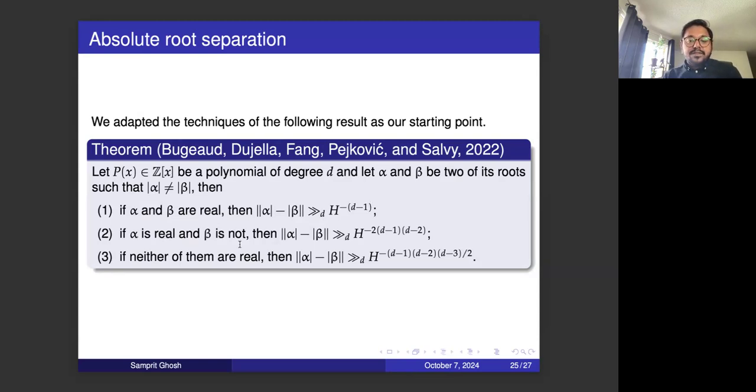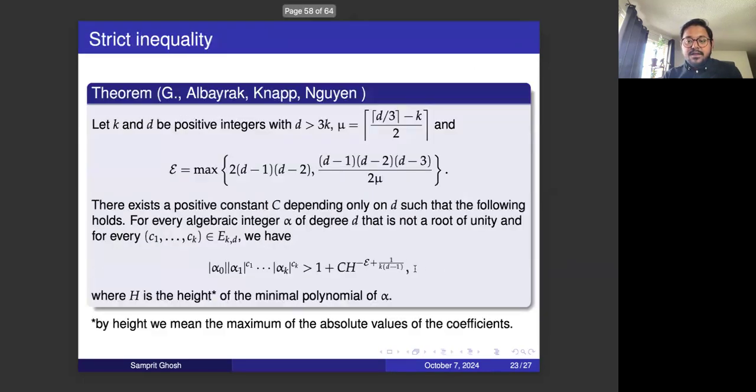If one of them is real and one of them is not, then the difference is bigger than h to the minus 2 times d minus 1, d minus 2. And then if neither of them are real, then this is bigger than h to the product of d minus 1, d minus 2 times d minus 3 over 2. So of course, if you just apply their theorem directly, then it will tell us that we would have this as the exponent. In our theorem here, rather than this one, we would just have d minus 1 times d minus 2 times d minus 3 over 2.